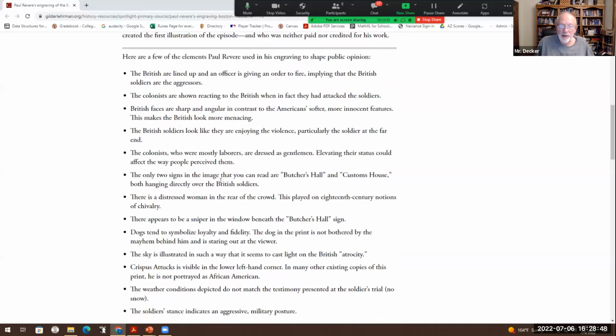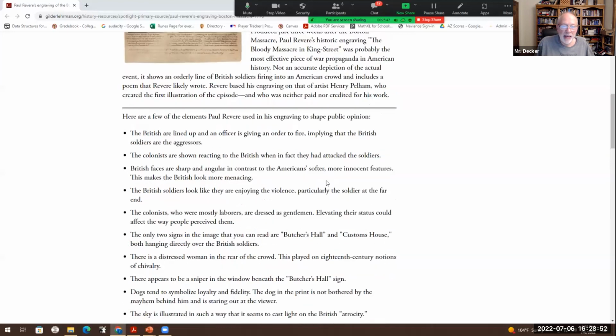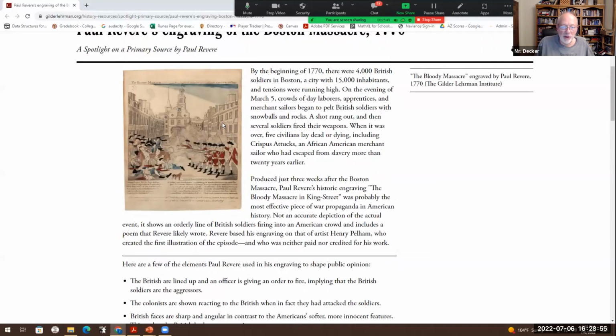The only two signs in the image that you can read are Butcher's Hall and Customs House, both hanging directly over the British soldiers. Butcher's Hall, Customs House right in here.